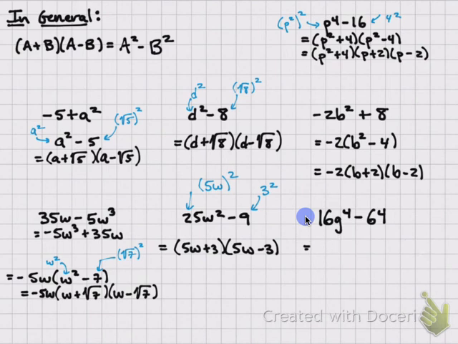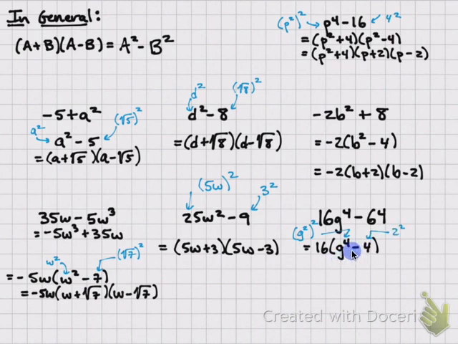So for instance, I think we have a common factor of 16 here. So I'm going to factor out a 16, yielding 16 times g to the fourth minus 4. Okay, now let's look at our remaining binomial. Could this be a difference of squares? I think so. g to the fourth, that's what we get when we square g squared. And 4, well, that's obviously a perfect square.